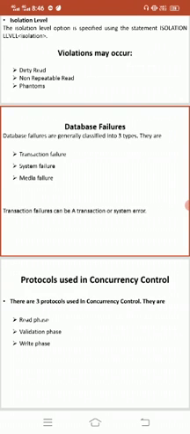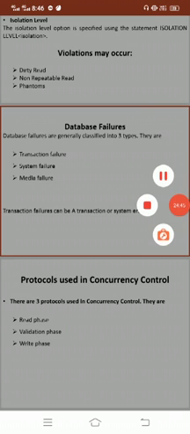In the abort state, after the transaction has been rolled back, the database has been restored to its state prior to the start of the transaction. So that is called protocols. How many protocols are in concurrency control? We have three: the read phase, the validation phase, and the write phase.